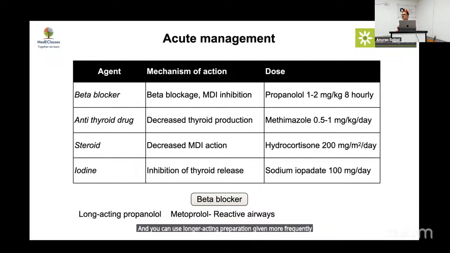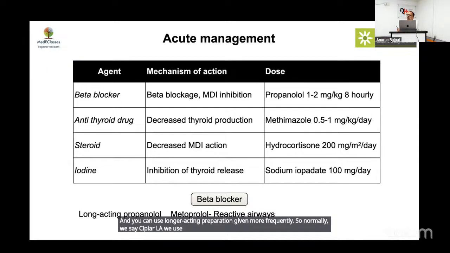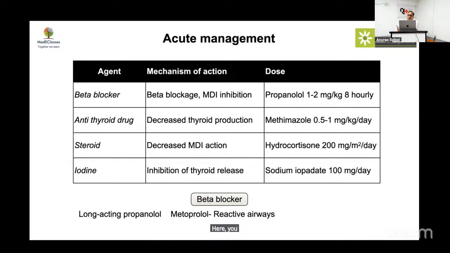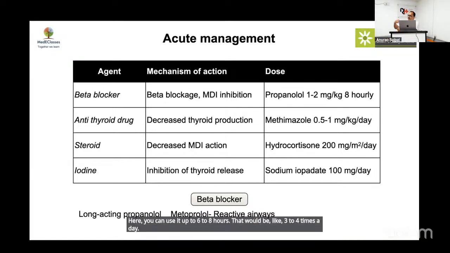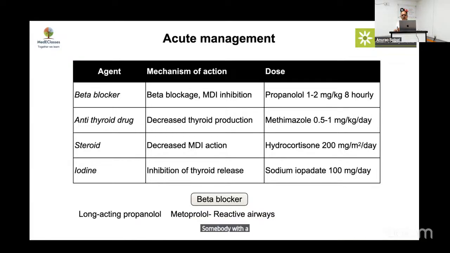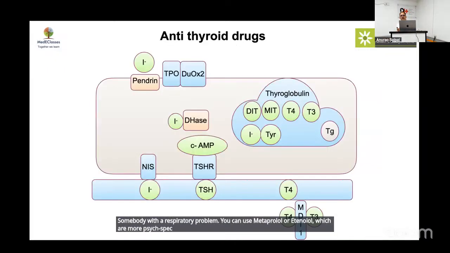So normally we say Ciplar LA, we use 40 milligrams twice a day. Here you can use it up to every 6 to 8 hours. That will be like 3 to 4 times a day. Somebody with a respiratory problem, you can use metoprolol or atenolol, which are more site specific from that perspective.